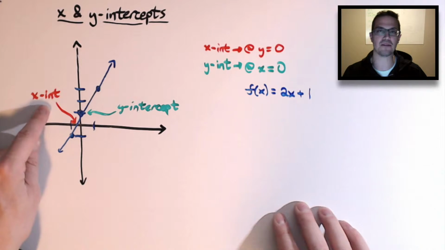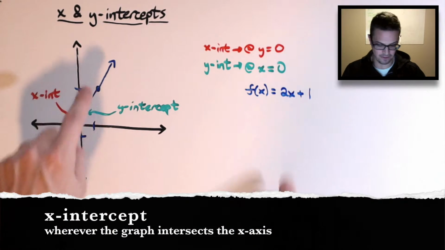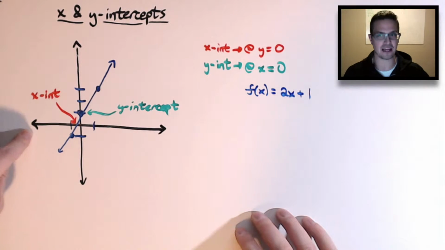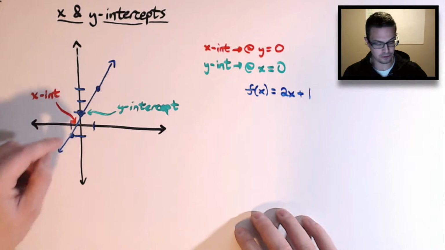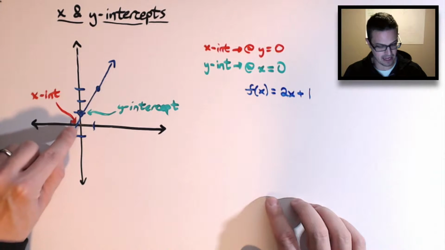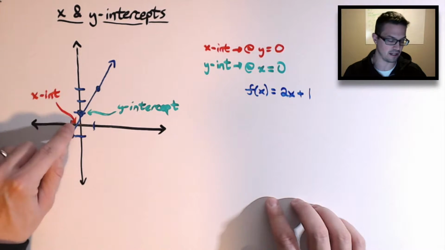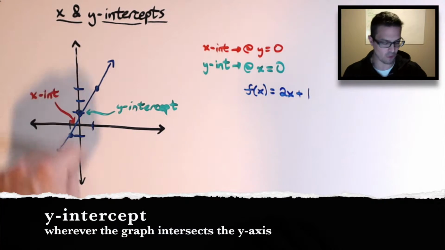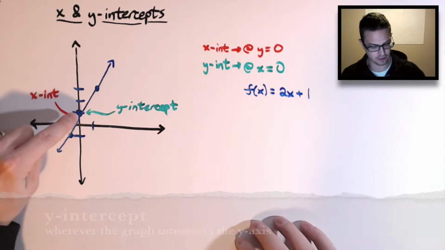And the x-intercept is basically wherever the graph of this function 2x plus 1 intersects the x-axis. So we have the x-axis right here, and wherever this blue function intersects, which would be right there, that is considered the x-intercept. That's why I have this little arrow that says x-intercept. The y-intercept is where it intersects the y-axis right here, and so it's pointed out right there.